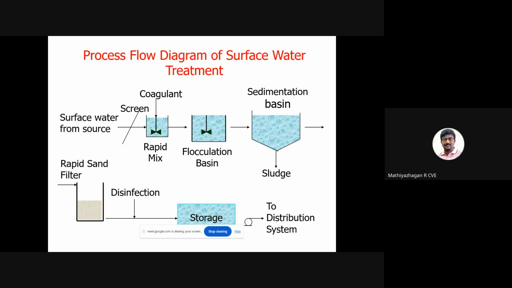In the same way, we have the sand filters. Based on the rate of filtration, we have the slow sand filter, rapid sand filter, and pressure sand filter. In most water treatment plants, we have rapid sand filtration, and for small rainwater harvesting systems, we have pressure sand filter systems.